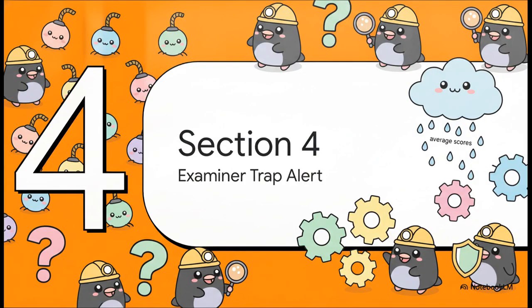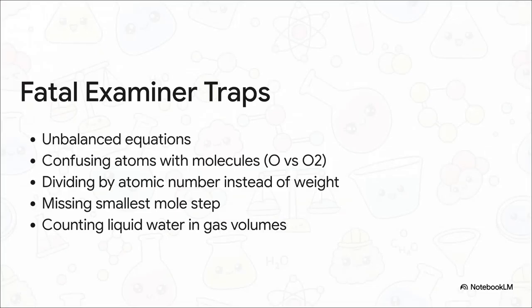Finally, we reach Section 4, the board examiner's trap alert. We are now officially navigating the minefield. As an examiner, I demand that my superstars never make these silly mistakes. First, the unbalanced equation. If you start stoichiometry without checking if the equation is balanced, you lose all marks instantly. No exceptions. Second, confusing atoms versus molecules. Remember, the oxygen gas you breathe is O2. It's a molecule, not just a single O atom.